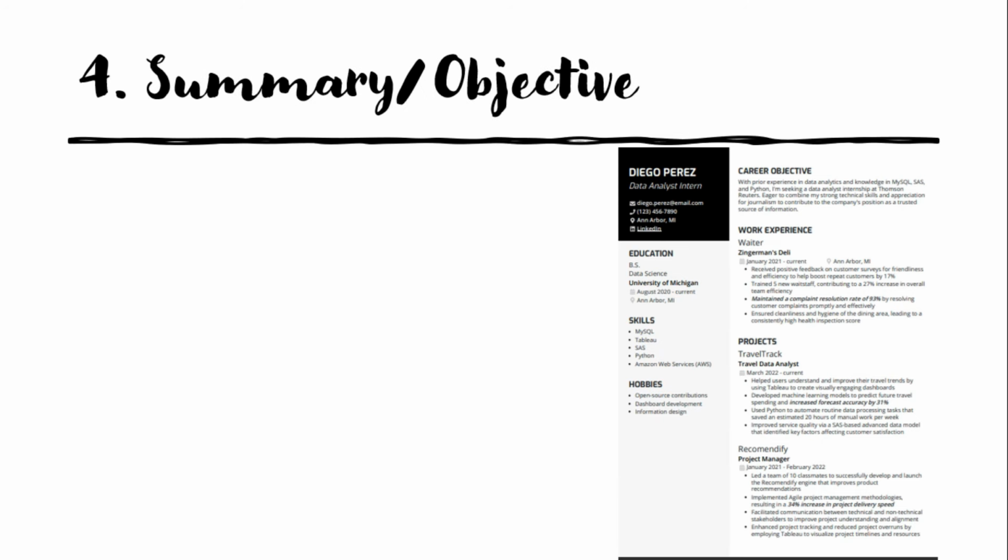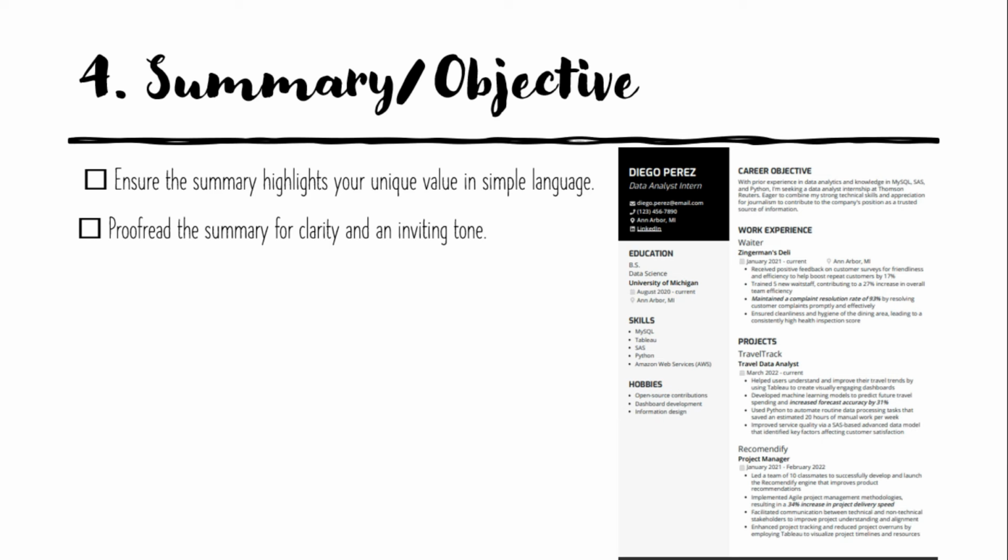Next section is summary or objective. You have to ensure the summary highlights your unique value in simple language. The motive is to combine work history, keywords and achievements in your profile summary. You need to add the most important skill in your summary and a subset of skills to do the job. You have to proofread the summary for clarity and an inviting tone.